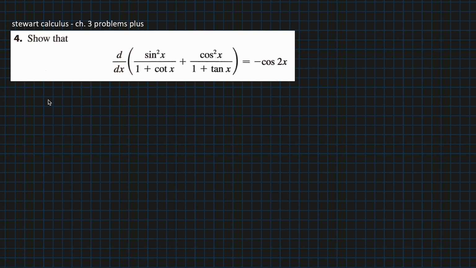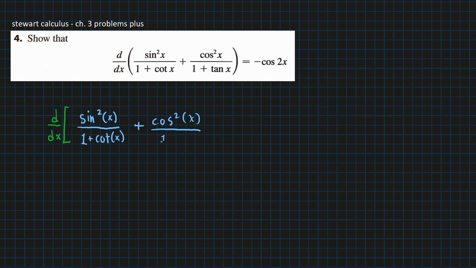So let me copy down our left side. We have d over dx of sine squared of x over 1 plus the cotangent of x. And to that we add the cosine squared of x over 1 plus the tangent of x.